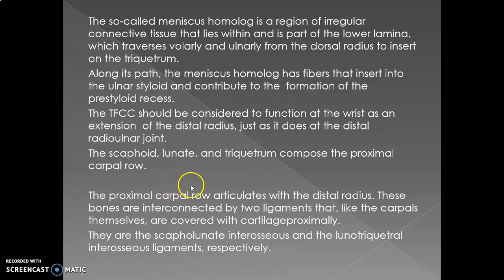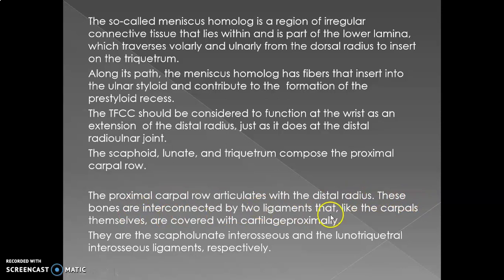The scaphoid, lunate, and triquetrum are the three proximal carpal bones. Even the pisiform is included in the proximal carpal row, but here, because it is covered totally by soft tissue structures, it is left out. When you study anatomy, you also have to write the pisiform. But biomechanically, only these three bones, scaphoid, lunate, and triquetrum, are considered to have the biomechanical importance. The proximal carpal row articulates with the distal radius. These three bones articulate with the distal radius.